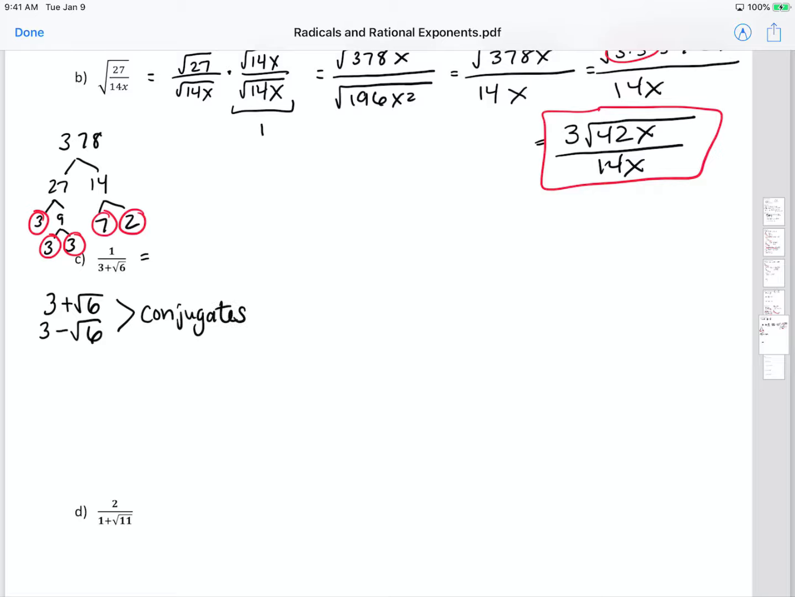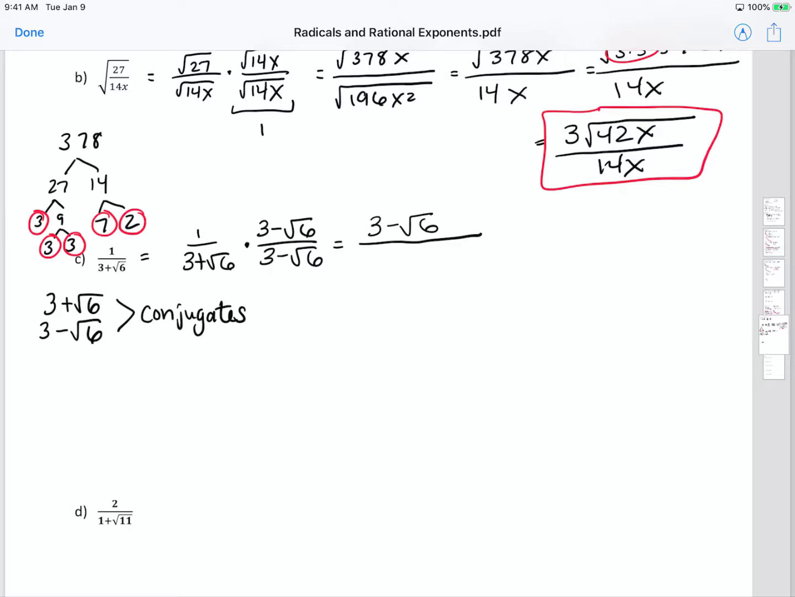So what I'm going to do is take 1 over 3 plus the square root of 6, and multiply the top and the bottom of that fraction by the conjugate of 3 plus the square root of 6, which is 3 minus the square root of 6. When we multiply fractions, we multiply the tops together and the bottoms together. So 1 times 3 minus the square root of 6 in the numerator gives me 3 minus the square root of 6.